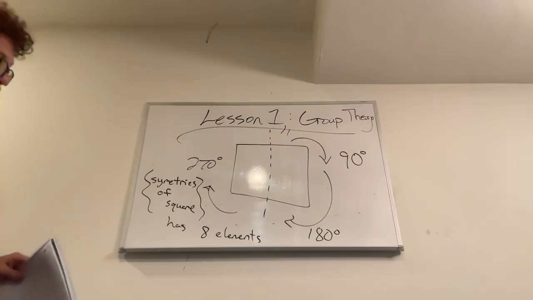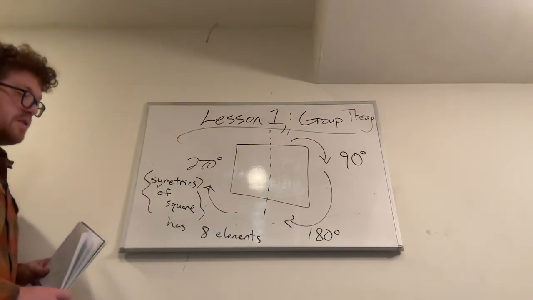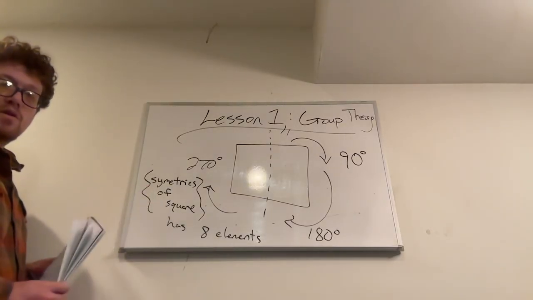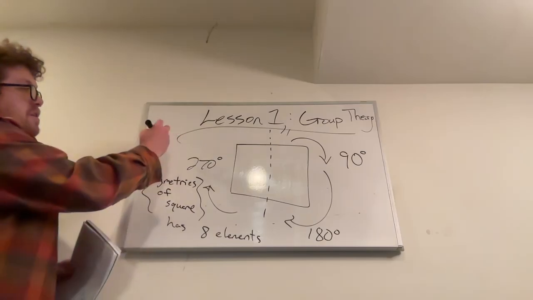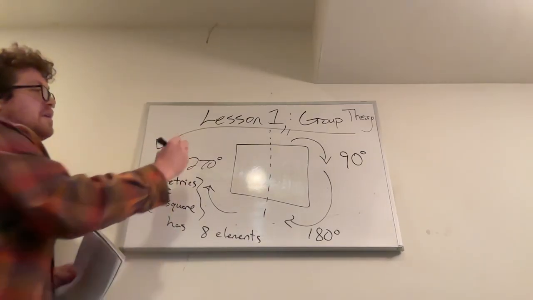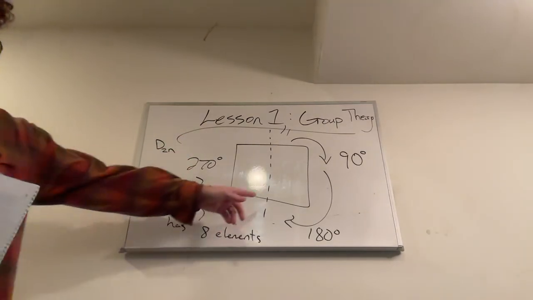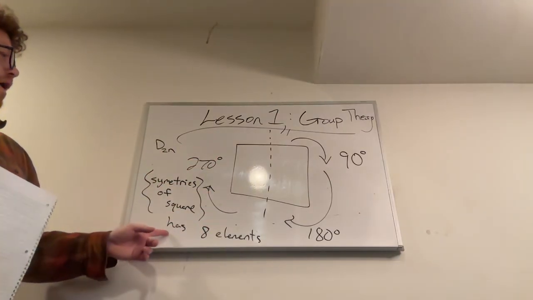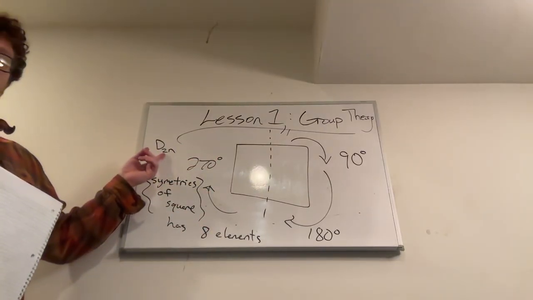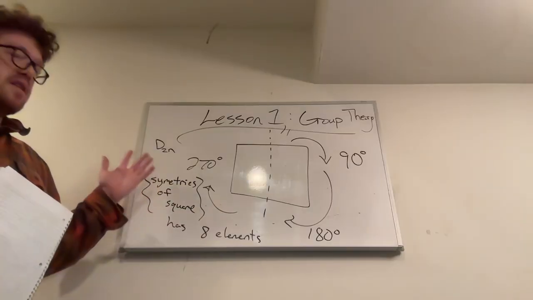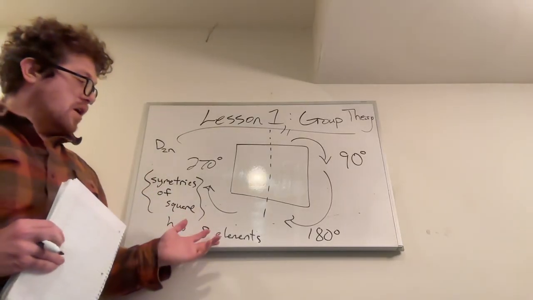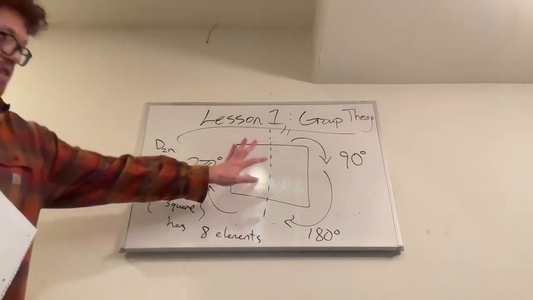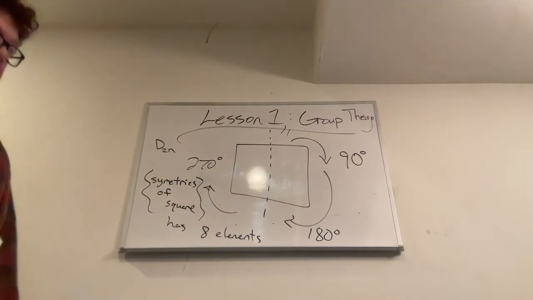And in general, you can check the book in Jacobson for a proof of this, or you can look online anywhere. But in general, we call these D2n. So n is the number of sides of the regular polygon. In this case, it's 4. And it's always 2n because you can show that this dihedral group always has twice the number of elements because of this flip symmetry here.